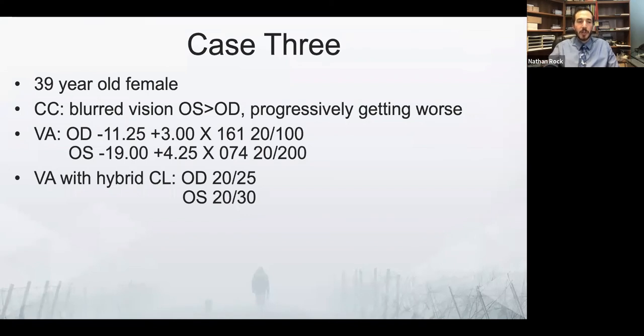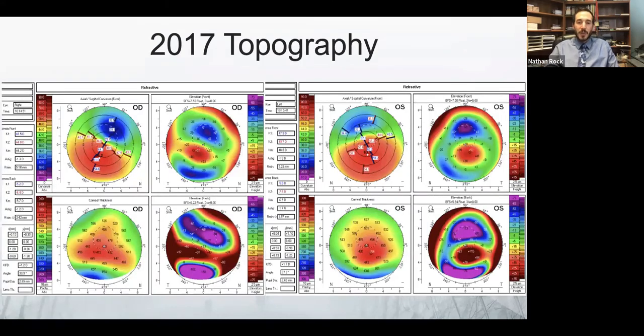So 20/100 in the right eye, 20/200 in the left eye. The vision improves significantly with the hybrid contact lens. So there's no question this is some form of corneal ectasia, keratoconus. Ultimately, features of this are going to be the inferior steepening here on the anterior surface, elevation on the back surface. So where the cornea is the thinnest, it's showing the most abrupt change relative to the anterior surface. So that results in a significant elevation showing on the back. And that's helpful for diagnosing early keratoconus.